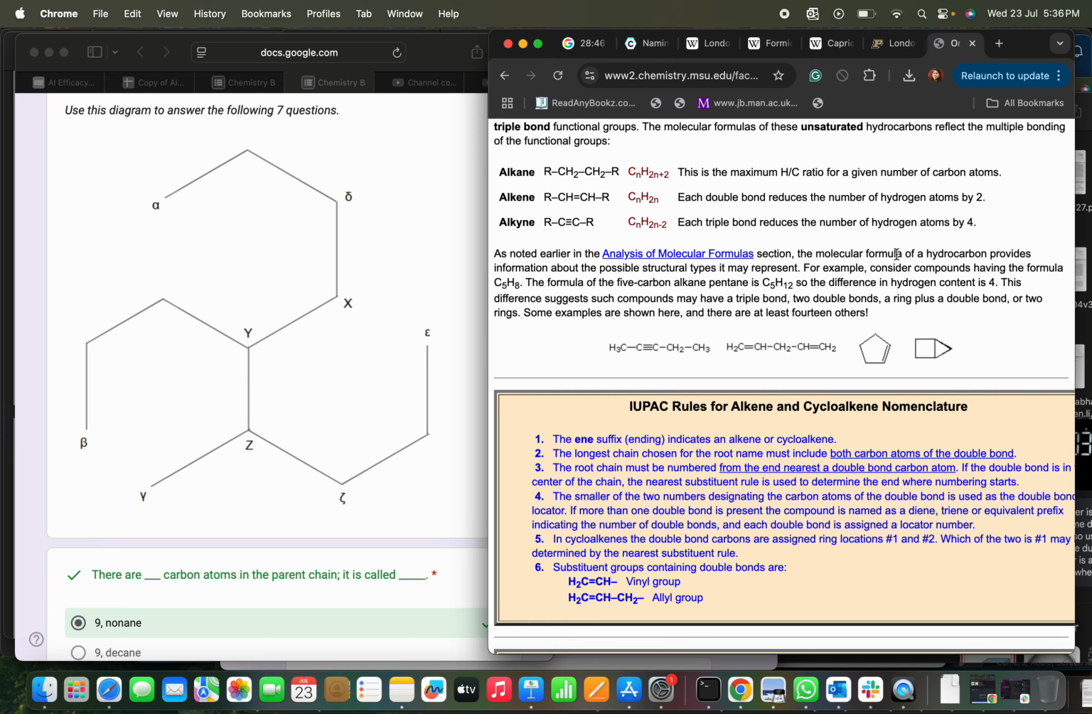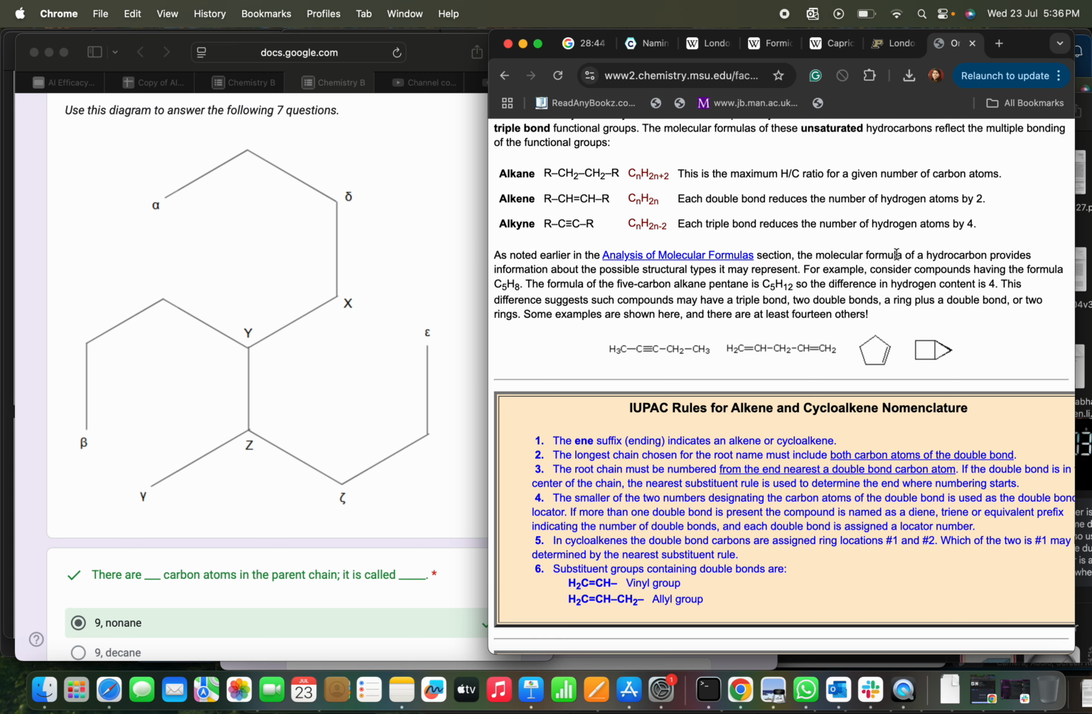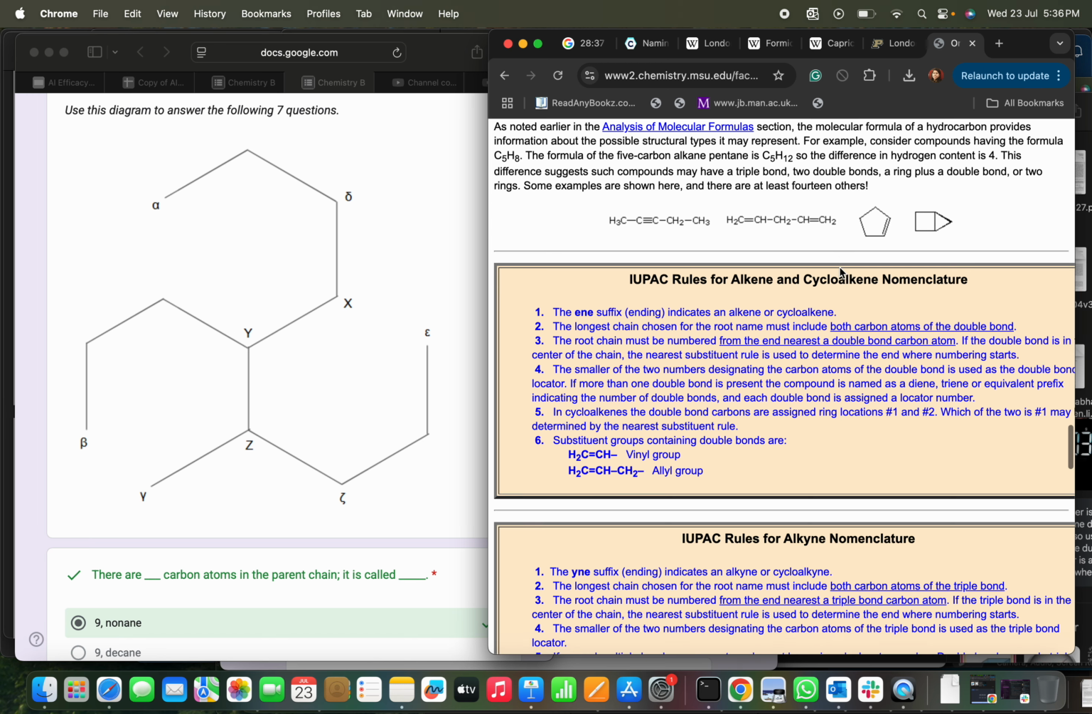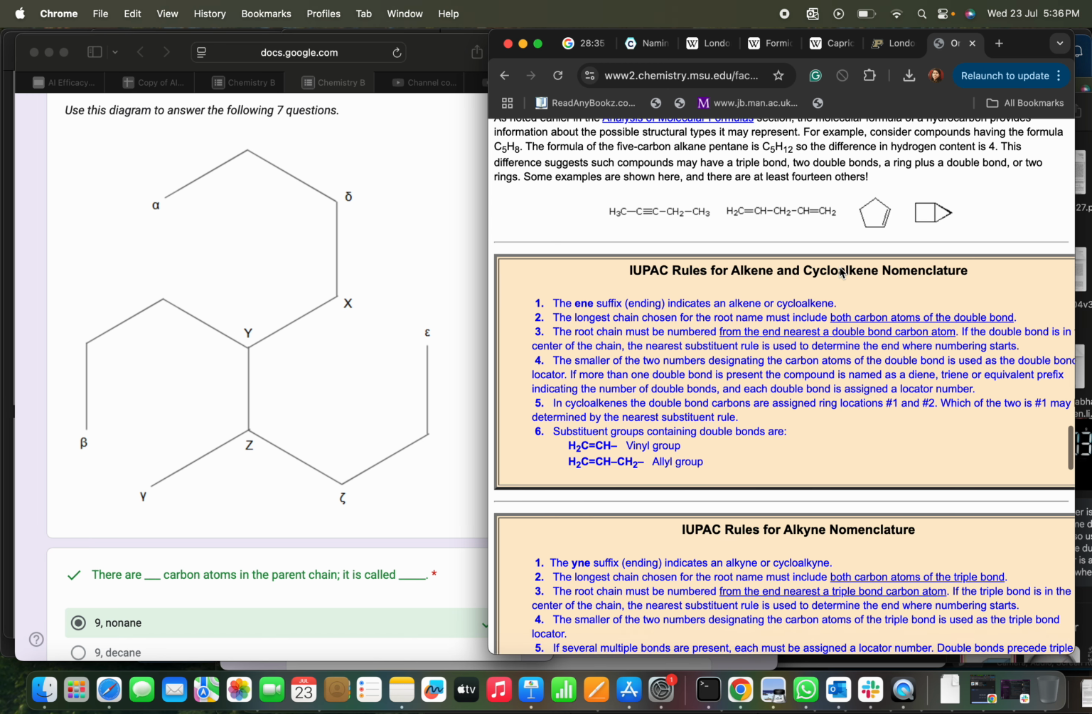Alkane, this is the maximum hydrocarbon. Alkane, oh, alright, I forgot about that. If it's a single bond, it's alkane, alkene, then triple bond, it's alkyne.